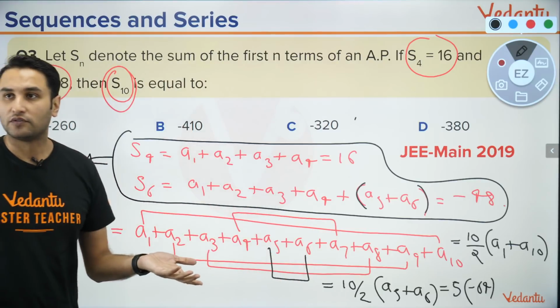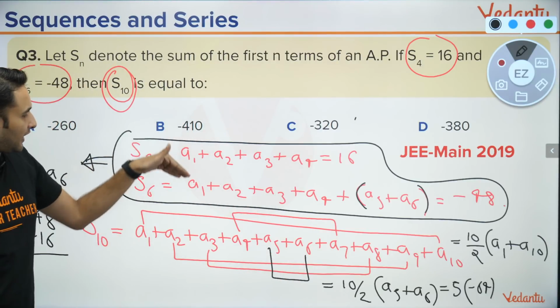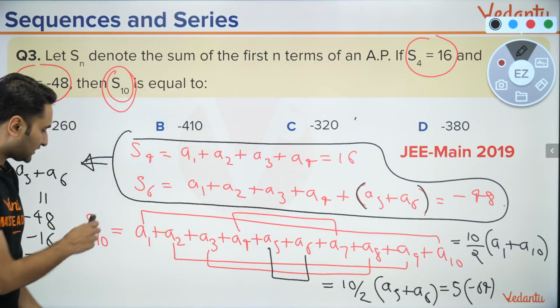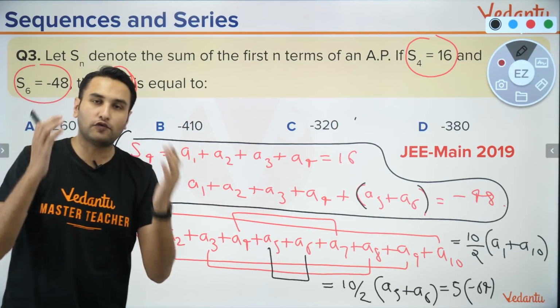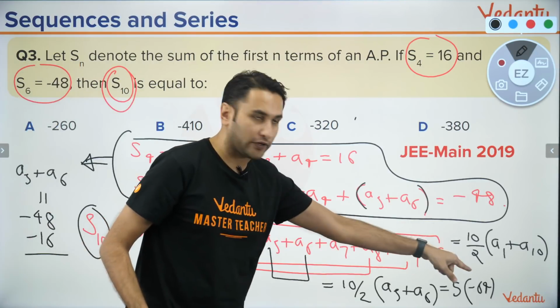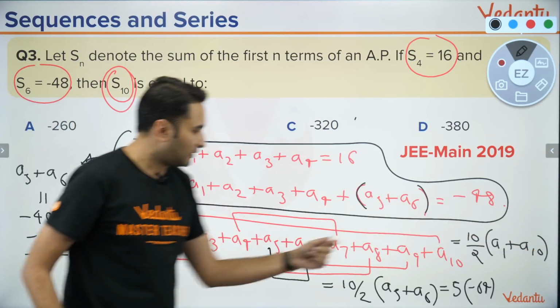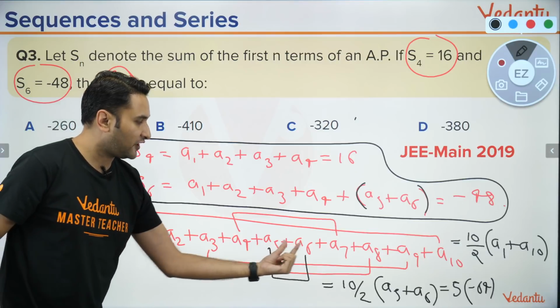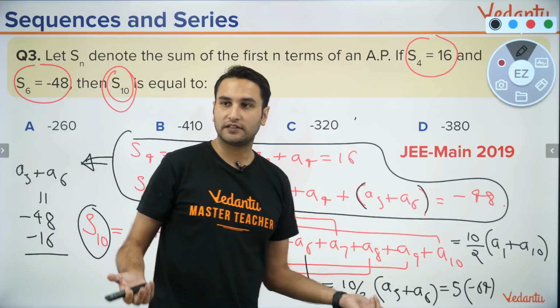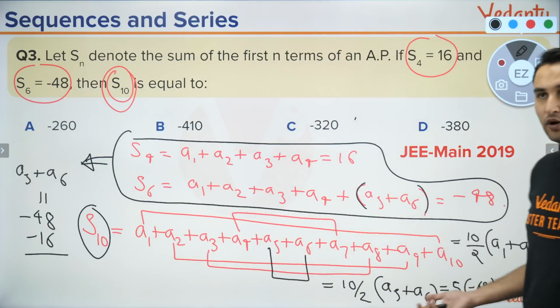What did you have to do? S4 is known, S6 is known, and I got A5 plus A6. He asked for S10. In S10, all you wanted to visualize was that S10 is actually number of terms by 2, first term plus last term, but that is also equal to A5 plus A6. A5 plus A6 you can get by subtracting. That's it. Very simple. Got it?